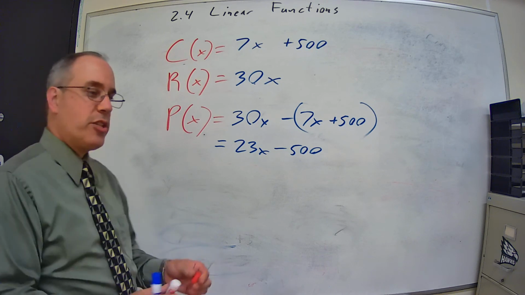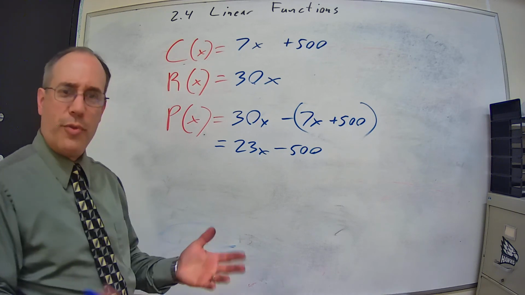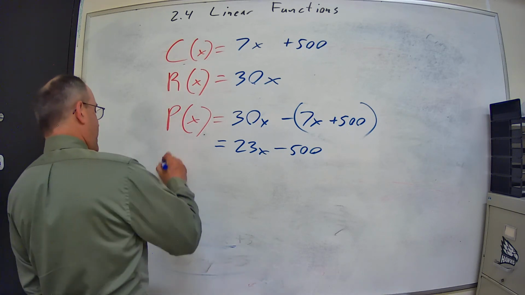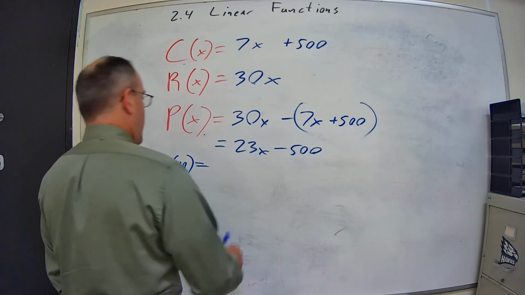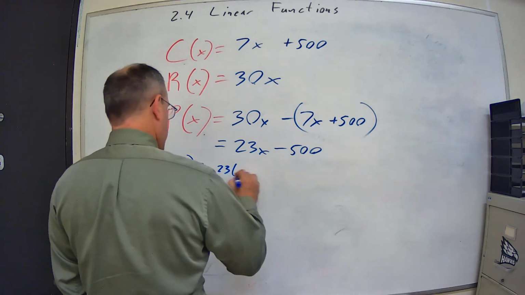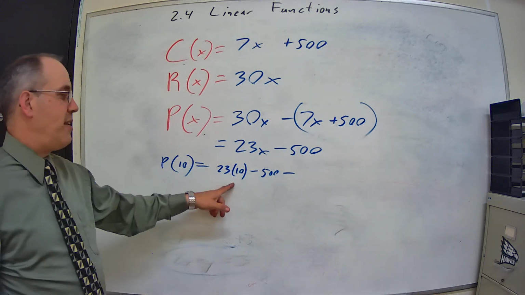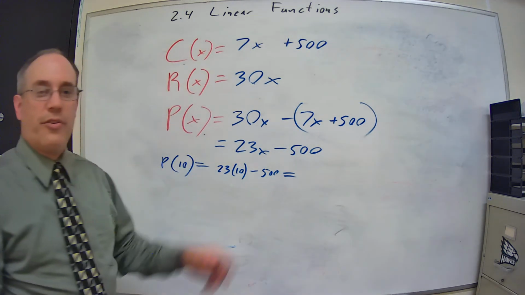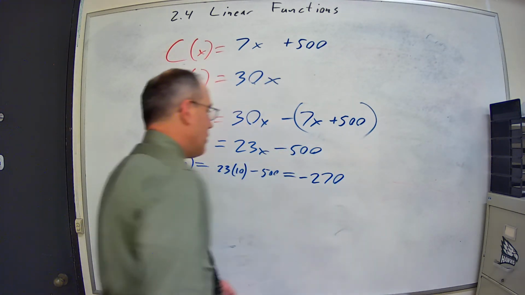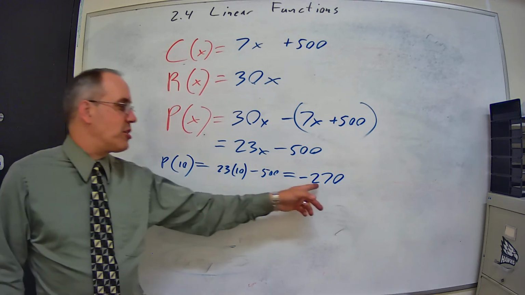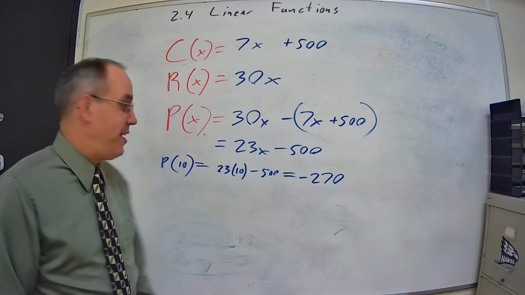So if I want to know how much profit I'm going to make, well, we were dealing with 10 units and 100 units, right? So if I want to find out what my profit is for 10 units, then I'm going to plug in 10, so 23 times 10 minus 500. 23 times 10 is 230. 230 minus 500 gives you negative 270. So by producing 10 of them, I just lost $270. Not a good business plan.